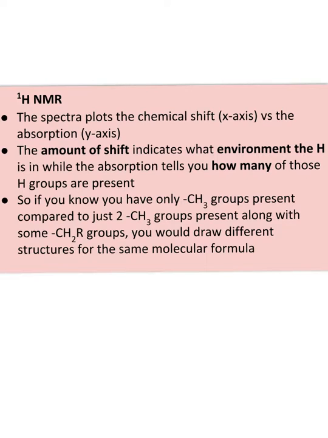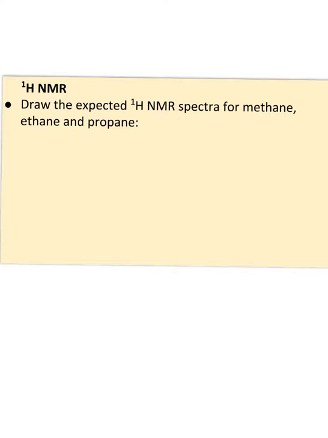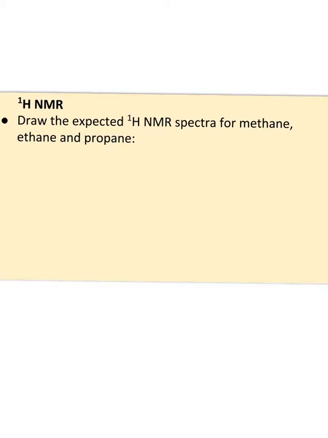So let's look at some examples. First example says, draw the expected H1 NMR spectra for methane, ethane, and propane. Well, if I think about methane, CH4, basically it's a CH3 group with one more CH on it. So I would expect my peak to be just one peak, and the peak is going to be at approximately 0.9. 1 to 0.9 is where the CH3 peak is expected.